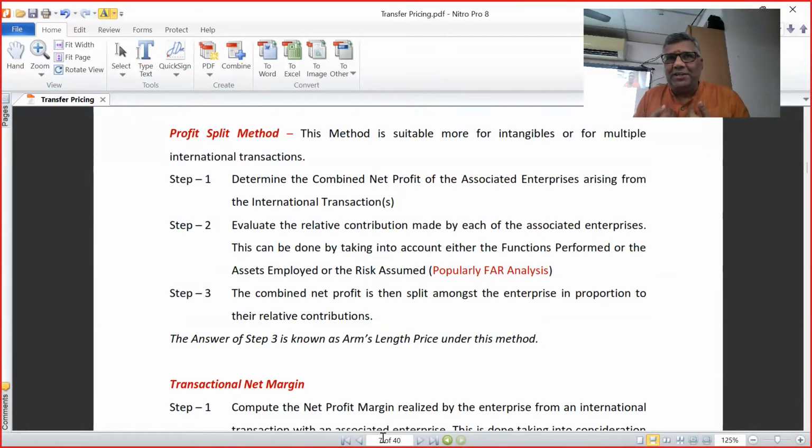Now, Indian entity, how many man hours? Foreign entity, how many man hours? It can be capital employed, assets deployed, resources used. We have to find out which is better depending upon the project.